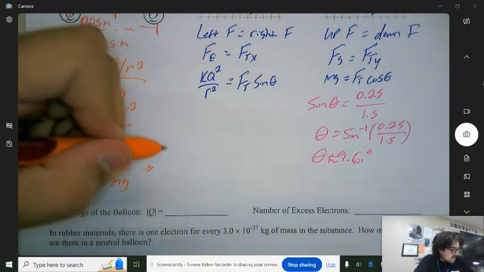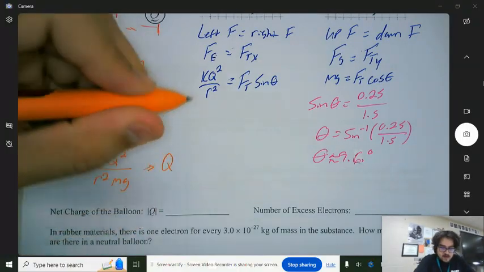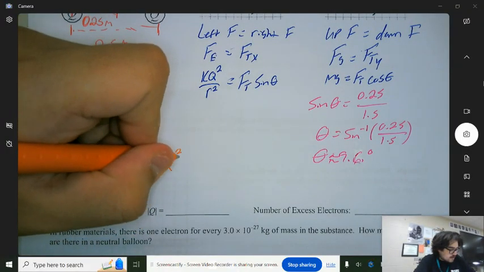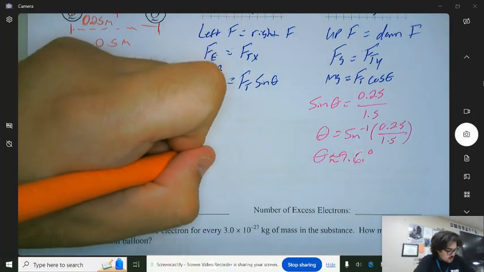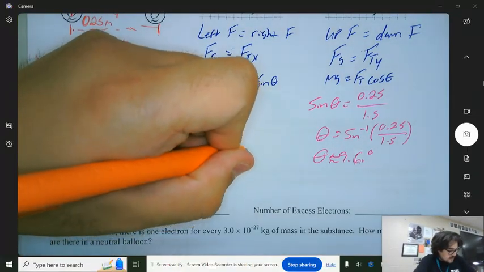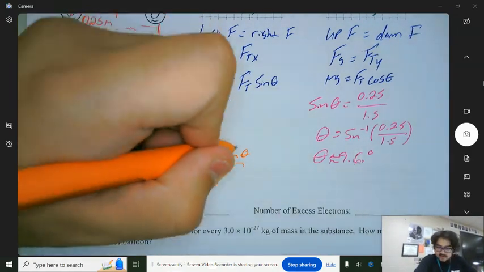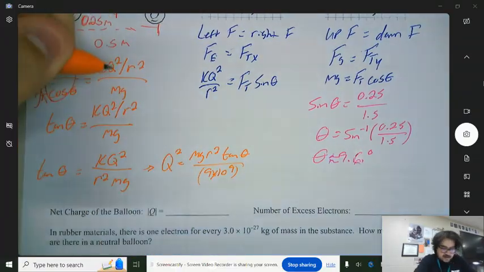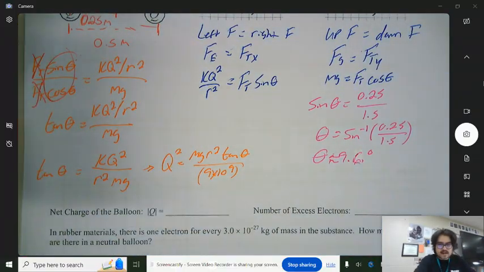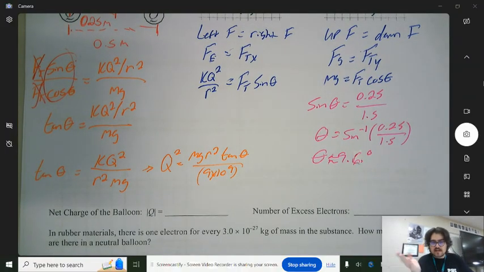I'm going to skip a couple steps here because you should be working this out, but you should end up getting that q squared is equal to mg r squared tan theta over 9 times 10 to the 9th, because that's k. I don't know why I actually substituted k in there. I'm clearly not it's Sunday. Give me a break.